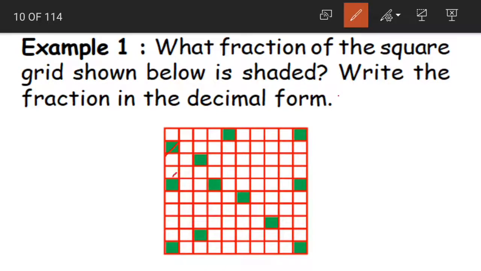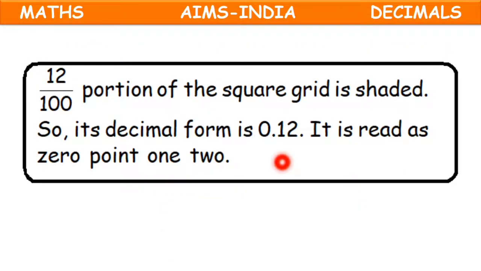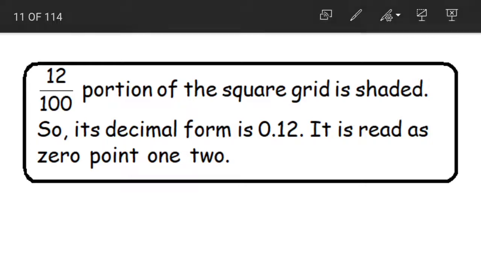If we count the number of shaded squares, we have 1, 2, 3, 4, 5, 6, 7, 8, 9, 10, 11, 12. We have 12 shaded squares divided by 100, which is the total number of squares. So 12 by 100 becomes our fraction representing the given figure. Now what will its decimal form be?